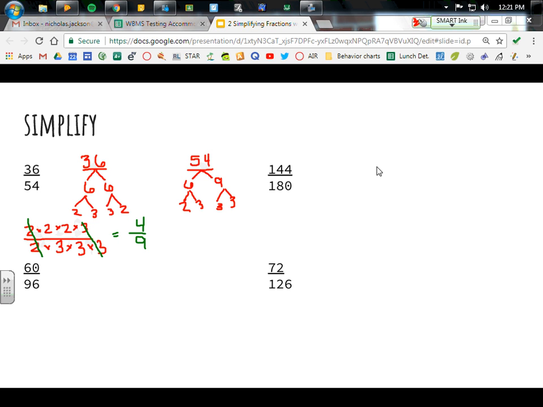All right. Let's try 144 over 180. Okay, 144 can factor into 12 and 12. 12 can factor into 3 and 4. Both of these can factor that far. And then our 4's can, of course, factor down to 2 and 2. So the prime factorization of 144 is going to be 2 times 2 times 2 times 2 times 3 times 3. So that's kind of a lot of terms.